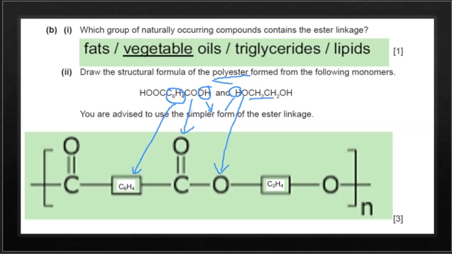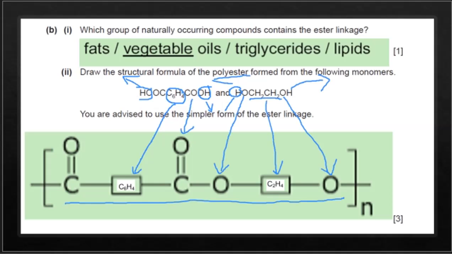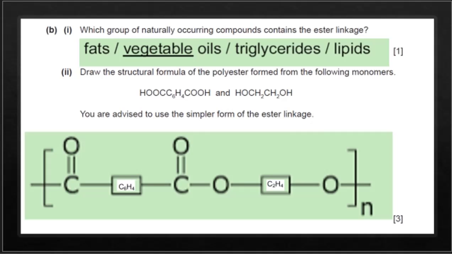The CH2 is this box here. And the oxygen from here is that structure there. Hydrogen is going to be lost, and the OH from the next structure is going to be lost. And this process is going to be repeated over and over. So this here is the structure of our polyester. That is our polyester that has been formed, and the monomers would have been this here and that there.